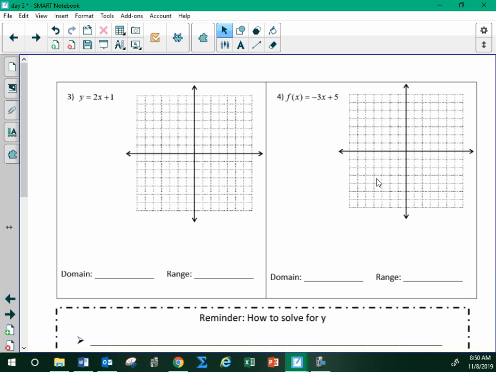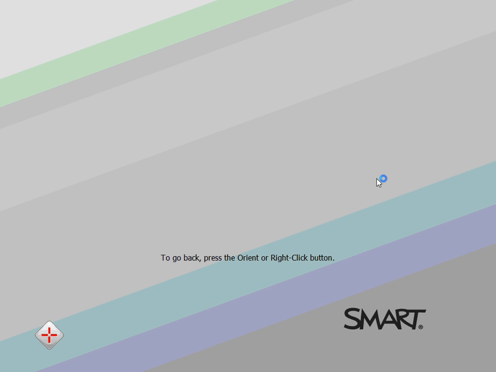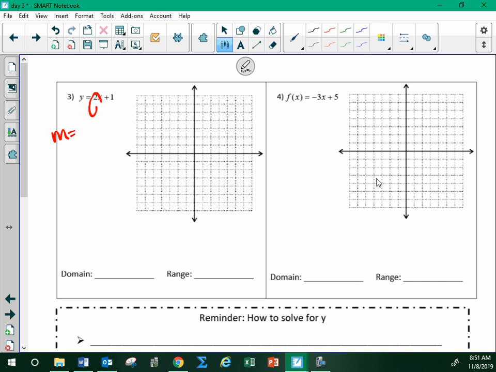Alright, so 3 and 4, same idea. We want to first identify our slope. It's already y equals. So my slope here, let's try orienting again. Let's see how long it lasts. Alright, so my slope is 2. And my y-intercept is what?